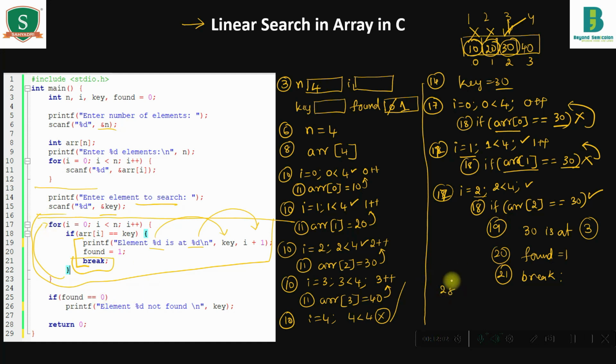Next, the 25th statement: if found is equal to 0. What is the found value? The found value is already updated to 1. So when the found value is updated to 1, this part will not be executed, because the condition if found is equal to 0 fails. It comes back to return 0, because here we have declared int main, so the main function is going to return an integer type, so we are writing return 0. If you write void main here, you don't need to mention return 0.